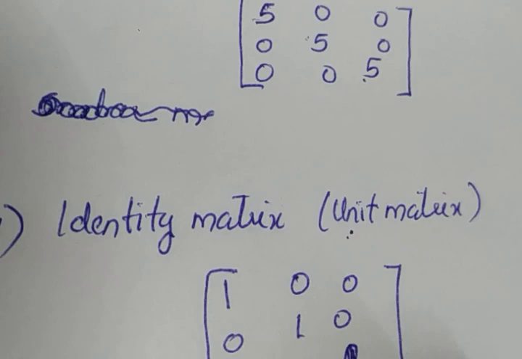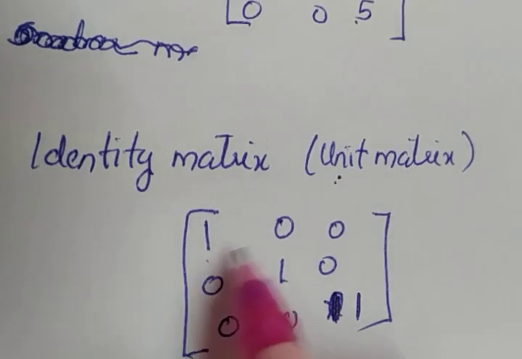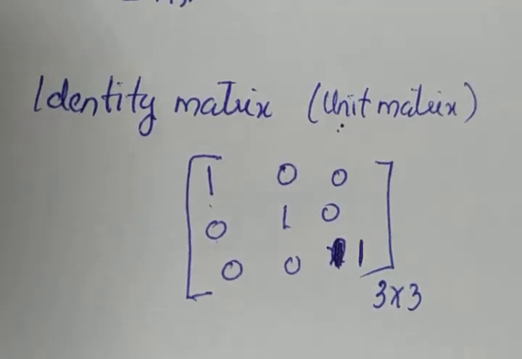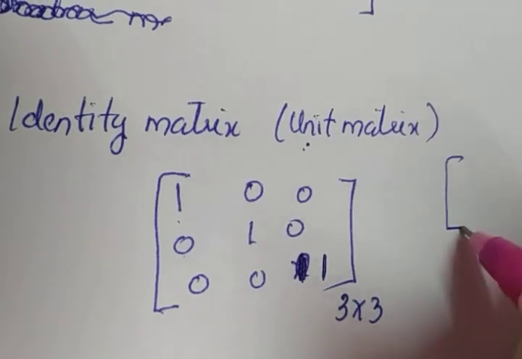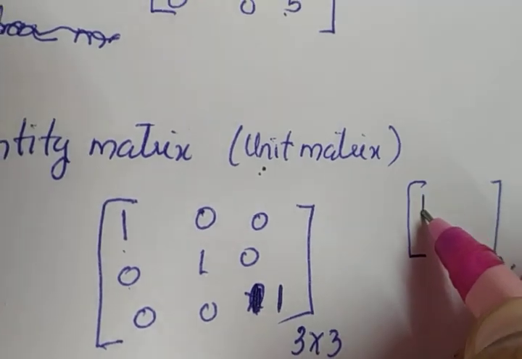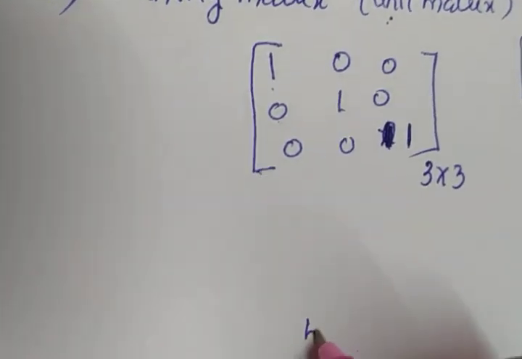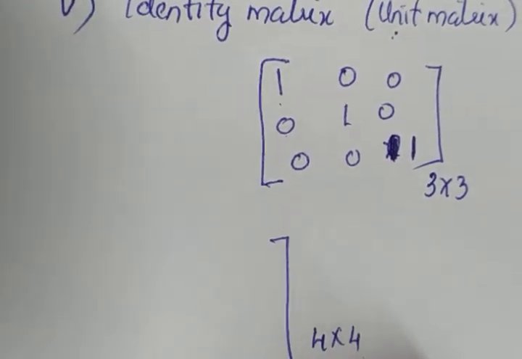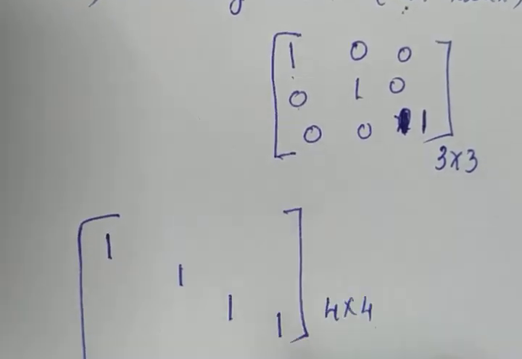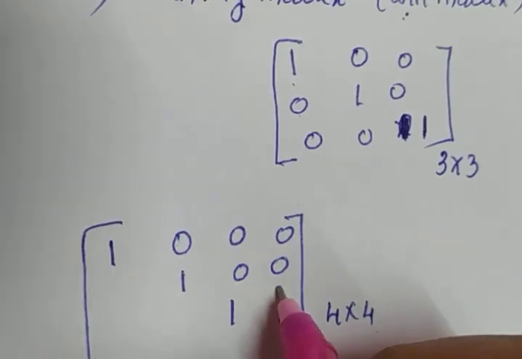So 1 0 0, 0 1 0, 0 0 1. This is a unit matrix of order 3 by 3. If I want to write a unit matrix of order 2 by 2, there are only 2 rows and 2 columns. Diagonal elements must be 1 and all other non-diagonal elements must be 0. If I want to write a unit matrix of order 4 by 4, what should I do? There are 4 rows and 4 columns. All the diagonal elements must be 1, and all the non-diagonal elements must be zeros.